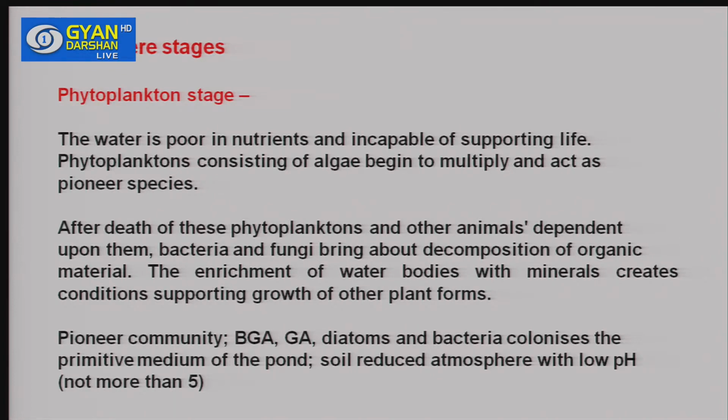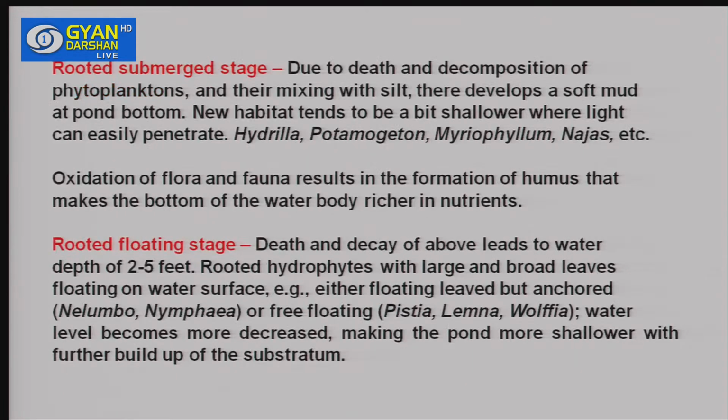So since there is an accumulation of organic material, different other communities will come gradually, like blue-green algae, diatoms, bacteria. They will colonize the primitive medium of the pond. Initially it was dominated only by the phytoplankton, but now the algal species, diatoms, come and settle in this particular stage. So naturally we will come across the next stage, that is the rooted submerged stage.